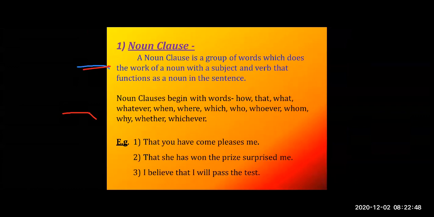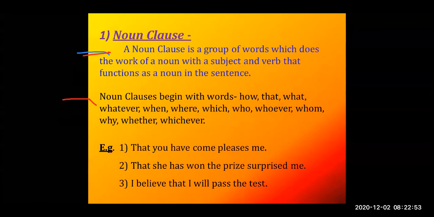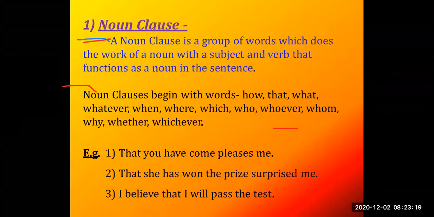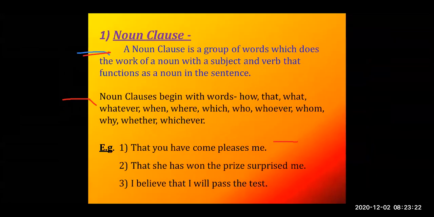Now see, what is the first example? That you have come pleases me. Now in this sentence, the noun clause is a group of words. Here, that you have come pleases me. You is the subject in this sentence.